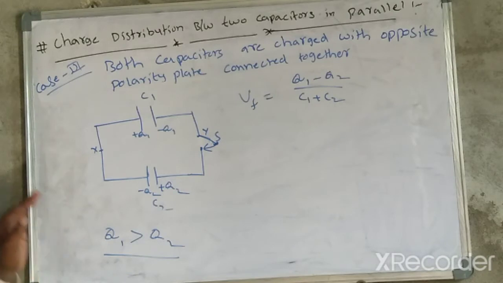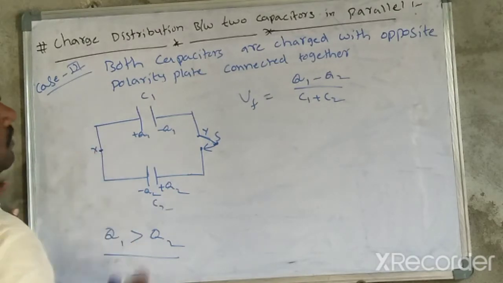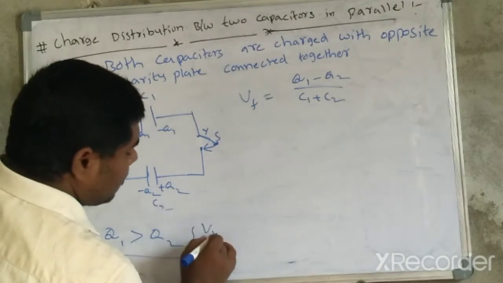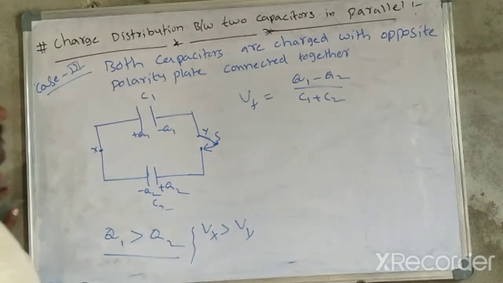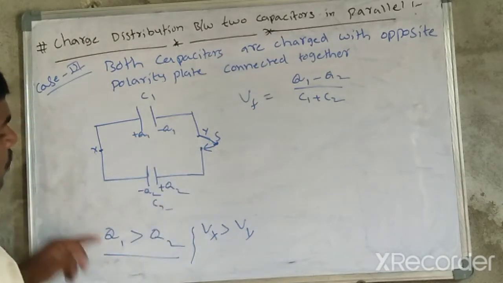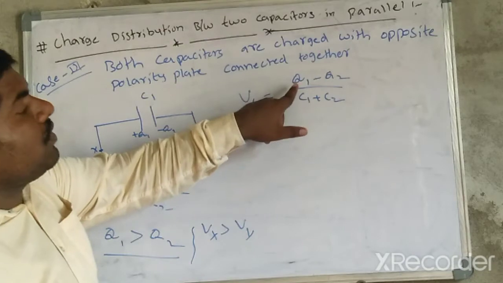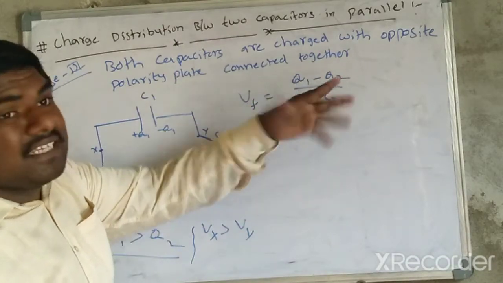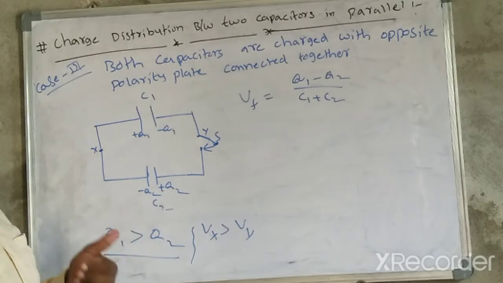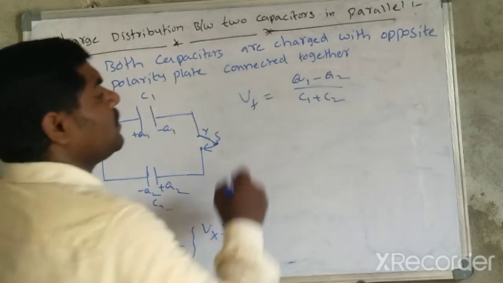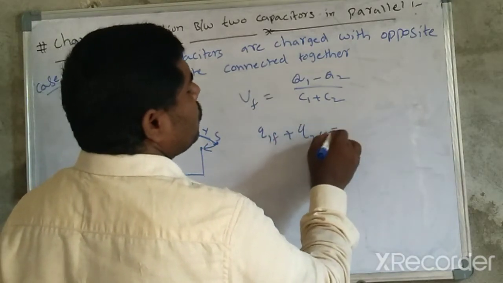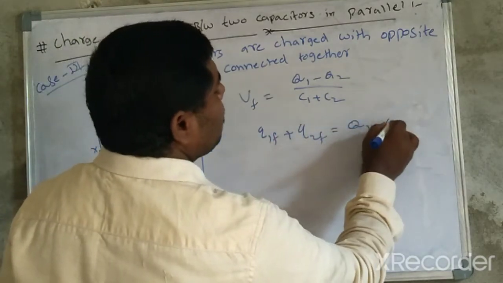Similarly, here is the potential at X, here the potential at Y, because Vx is bigger than Vy. That's why here is the negative terminal, here the positive terminal. That's why Q1 is bigger than Q2, and that's why I wrote Q1 minus Q2, with the polarity changing here to minus Q2. So one is positive, another is negative. The net total, Q1 final plus Q2 final, should be equal to Q1 minus Q2.